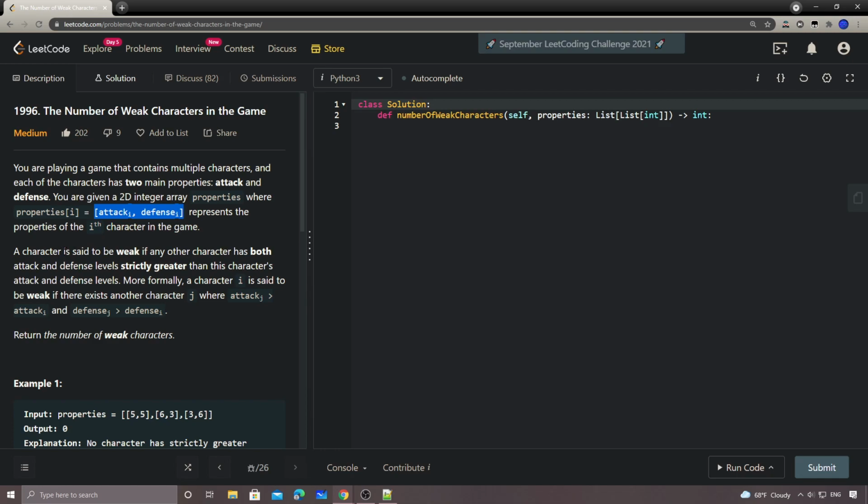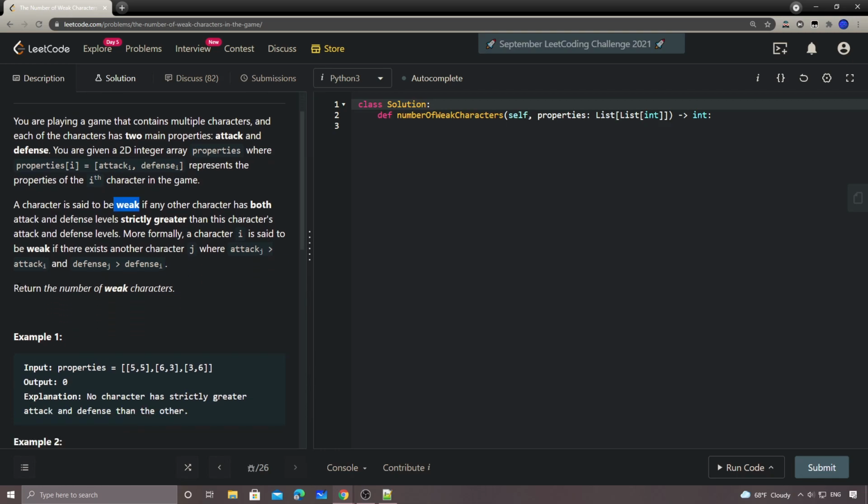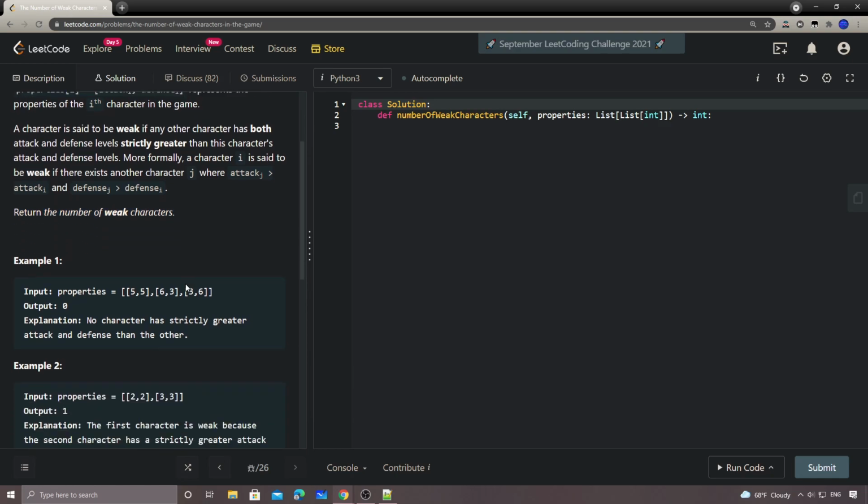And then a character is said to be weak if any other character has both attack and defense levels strictly greater than this current character, then we can say this character is weak, right? Basically, it's weaker than some other characters, right? And then we need to return the number of weak characters, okay?